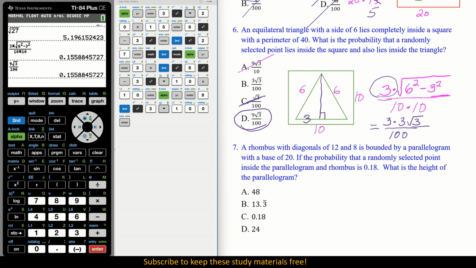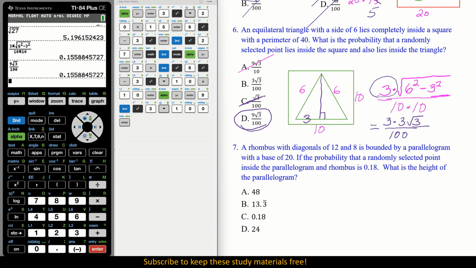All right, so let's look at number 7. A rhombus with diagonals of 12 times 8 is bounded by a parallelogram with a base of 20. If the probability that a randomly selected point inside the parallelogram and rhombus is 0.18, what is the height of the parallelogram? Oh my goodness. For a second, all I heard was blah, blah, blah. Let's set it up. And you're actually going to like what happens here.